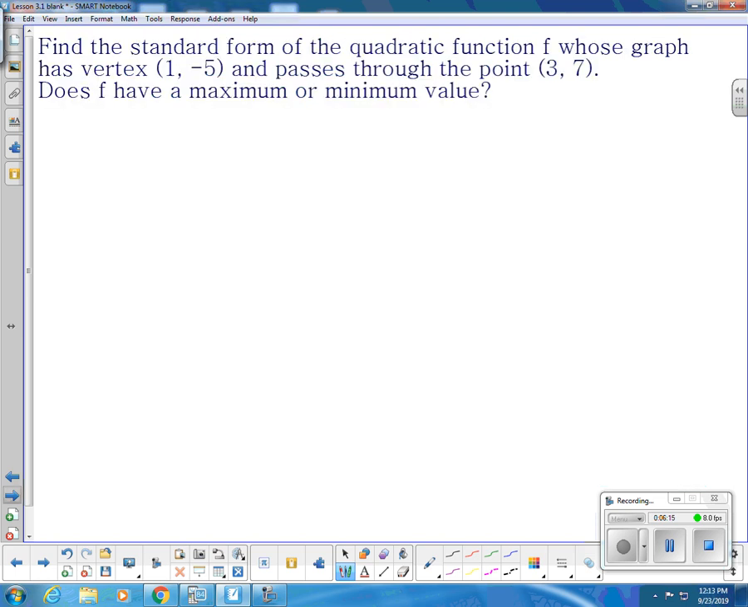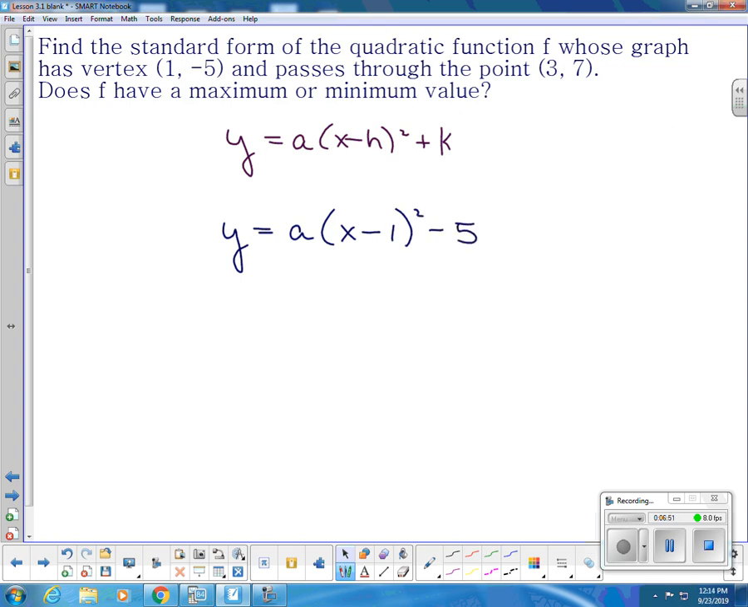Okay. So let's write the equation in standard form of a quadratic whose vertex is 1, -5, and that passes through the point 3, 7. Okay, so the first thing I'm going to do is write my vertex into that standard form. So we're going to say y equals a times x minus the h, and then the k is just going to get put outside. So that's how I'm going to start every time. I'm going to put my vertex in.